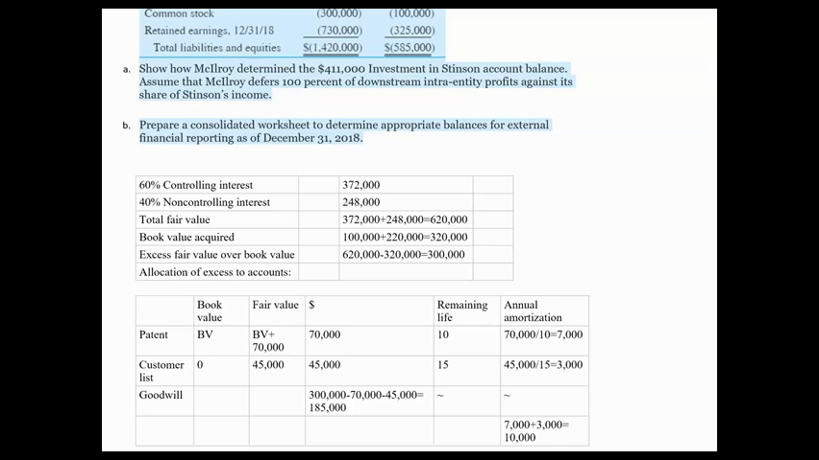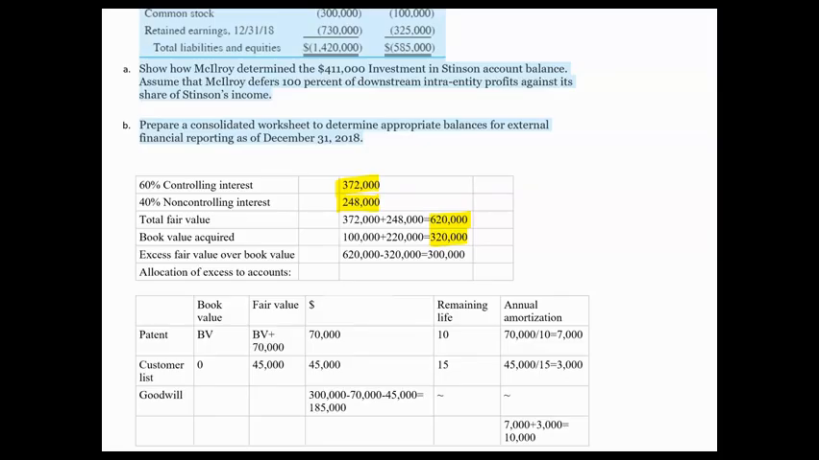So parent obtained 60% of controlling interest, and the fair value of that controlling interest is 372,000. And the fair value of the 40% non-controlling interest is 248,000. In total, it is 620,000. And as to the book value acquired, the total book value acquired is 320,000. It equals 100,000 common stock plus 220,000 retained earnings.